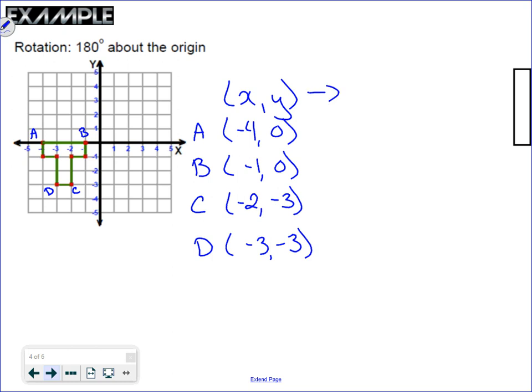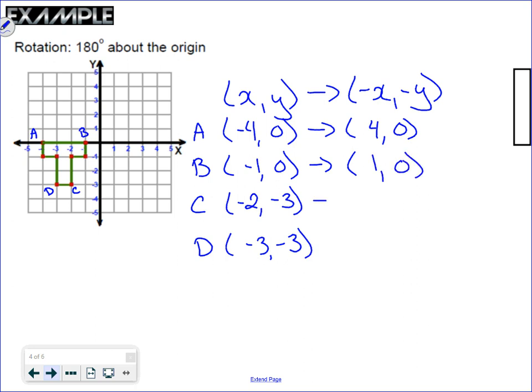So using the rotation rules, if we are rotating 180 degrees about the origin, all that's going to happen is we're going to switch the signs of our x and y value. So point A is going to move to the point positive 4, 0. It's starting at negative 4, we switch the sign to positive 4. Point B will switch from negative 1 to positive 1. C will switch both of these signs. So negative 2 will become positive 2, negative 3 will become positive 3. And for point D, both of these will become positive 3.